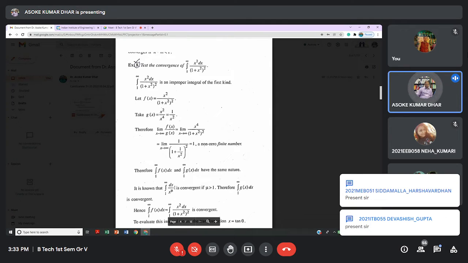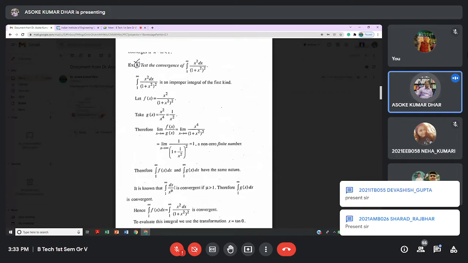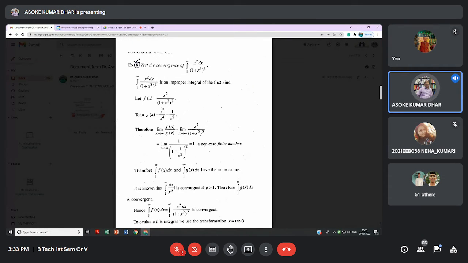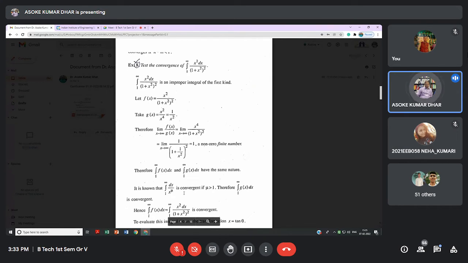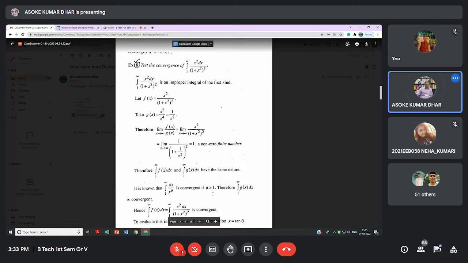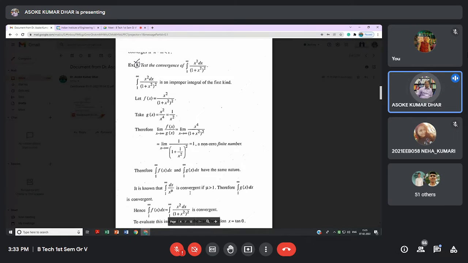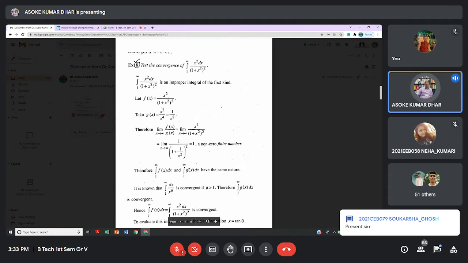Just simple plain integration. Taking the integration and putting the limit as 1 to infinity, we see that the answer will be finite, provided mu greater than 1. So it is easily proved that for mu greater than 1, this integral takes a finite value. So it is convergent. Therefore, for mu greater than 1, since g(x) is convergent, f(x) is also convergent. These and these have the same nature. This is the statement of the theorem.